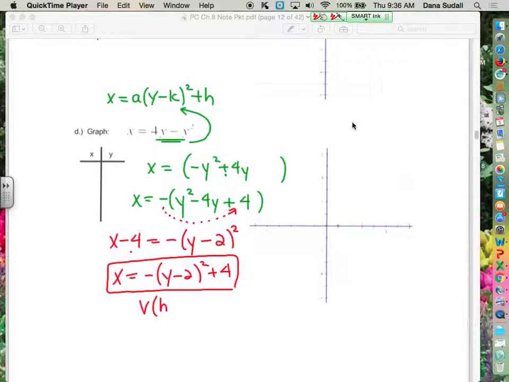The vertex is at h, k. Remember, h is always the x value, and k is always the thing that's with the y. So my vertex for this one would be 4, 2, h and k. So that's my vertex 4, 2. And then I'm going to pick a value bigger than 2 and smaller than 2. I'm looking up here, 0 would be a nice easy number to plug in.